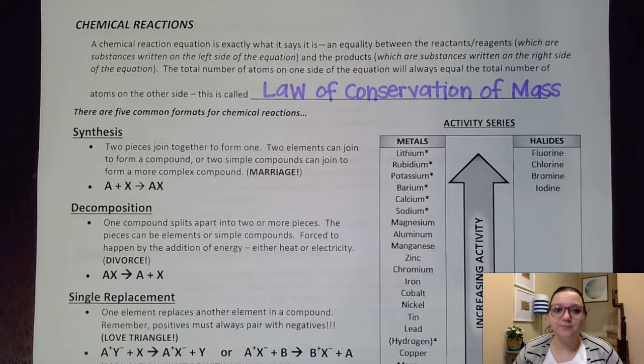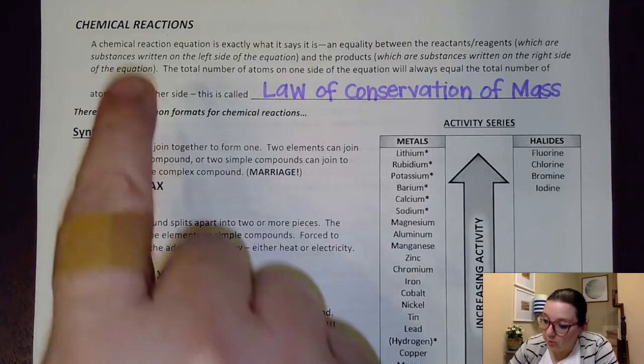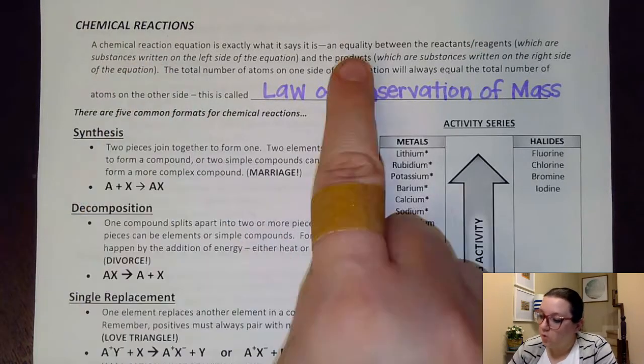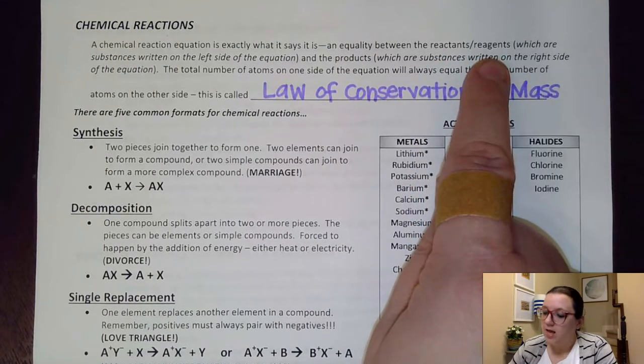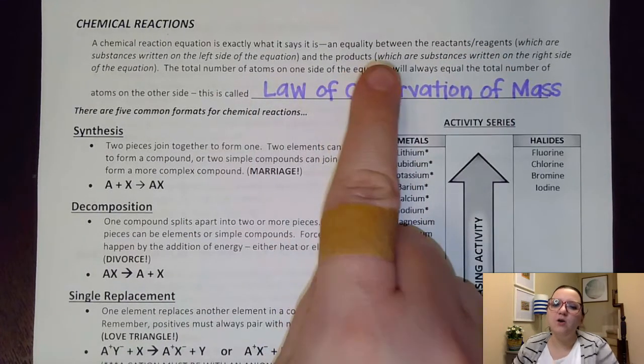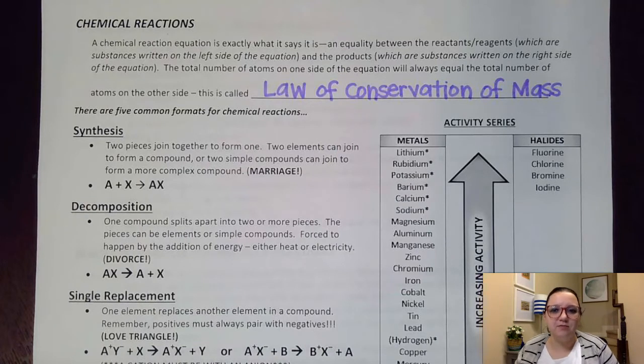for a reaction. So to start us off here, just as a reminder, a chemical reaction equation is an equality between our reactants, which are sometimes called reagents, and our products. Now, I know most of you are familiar with that basic format of reactants being on the left side and the products being on the right, and of course we have a yields arrow between them.